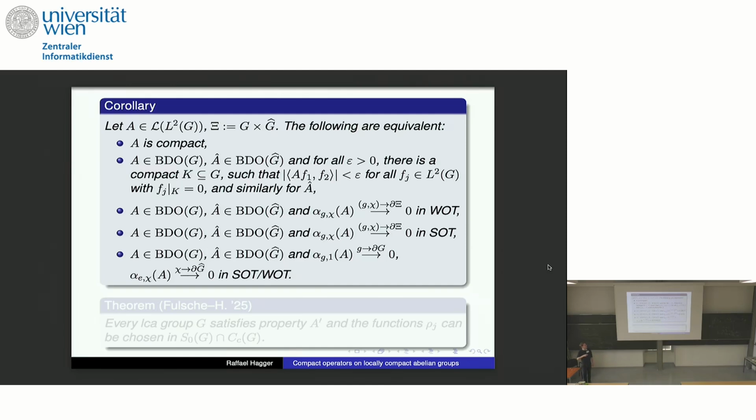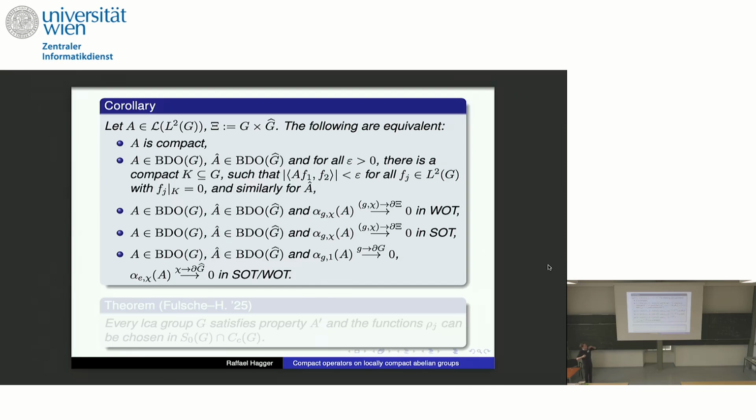Maybe I should have said that before, but that's just the Fourier transformed version of A is band dominated on G hat, and this goes to 0 as g goes to the boundary of G, and this goes to 0 as chi goes to the boundary of G hat. Again, you can choose strong operator topology or weak operator topology. Okay? So you see, very similar.